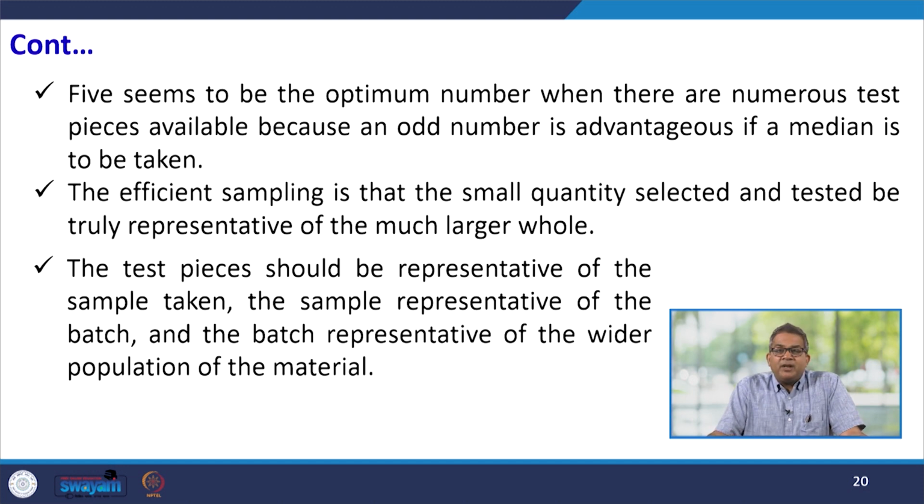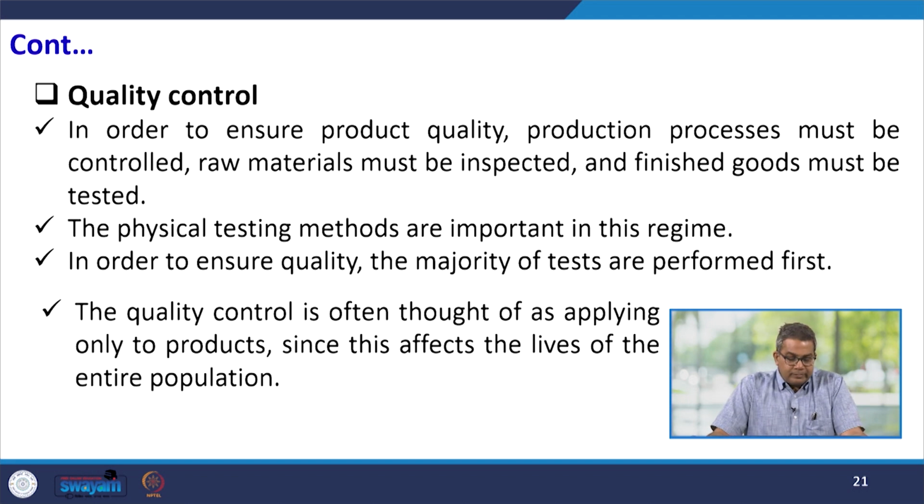The efficient sampling is that the small quantity selected and tested be truly representative of the much larger whole. The test pieces should be representative of the sample taken, and a sample representative of the batch, and the batch representative of the wider population of the material.